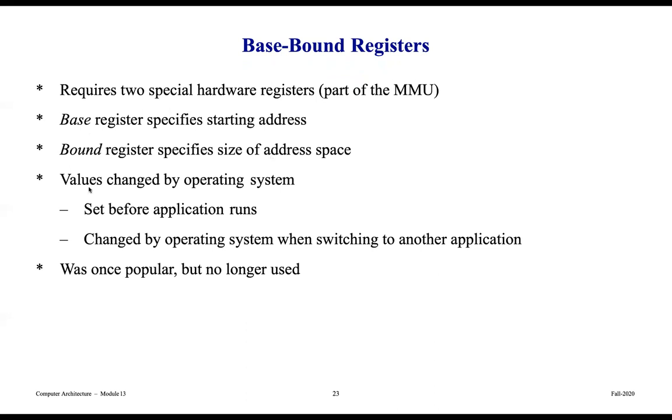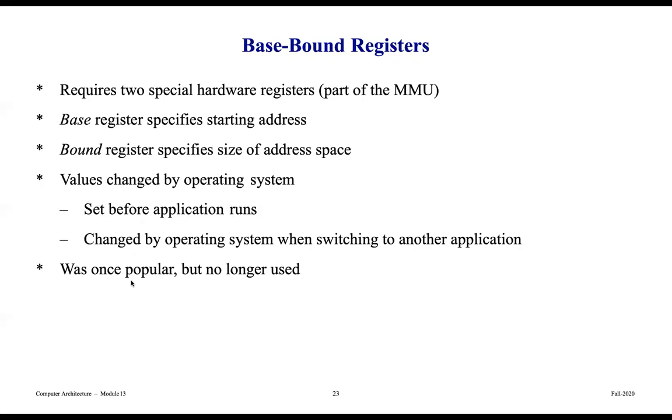The value is changed by the operating system. It's set before an application runs, so it gets information about how much memory the application needs to operate. It's changed by the operating system when switching to another application. When that application is closed, it can free up that memory and that whole block that was used.